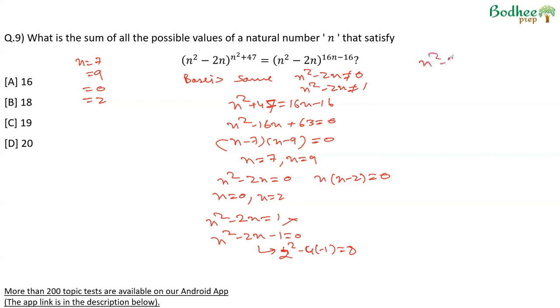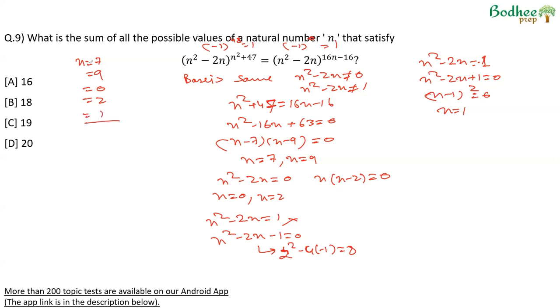Lastly, we check for n square minus 2n is equal to minus 1. In this case, if the powers are even for the value of n, we will still get both of them equal, which is n square minus 2n plus 1 is equal to 0, or n minus 1 square is equal to 0. Now, if n is equal to 1, n square minus 2n will be minus 1. Here we will get minus 1 raised to power 1 plus 47, which is 48, which is 1. And here we will get minus 1 raised to power 16 minus 16, which is 0. Minus 1 raised to power 0 will also be 1. So again, this will be equal.